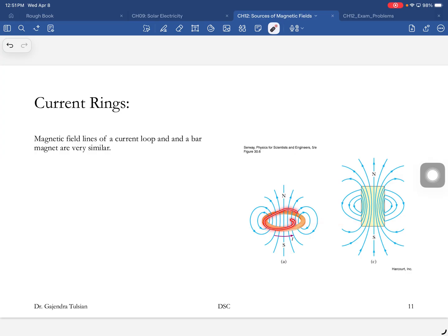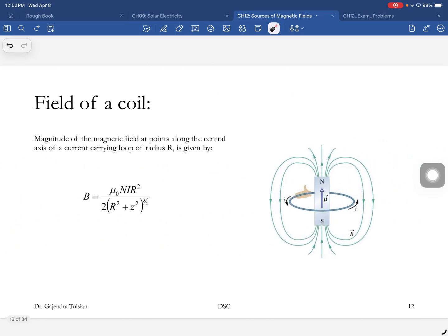This is called an electromagnet. A loop of wire carrying current is an electromagnet. And the advantage this has is you can vary the current, so you can vary the strength of this magnet. You can turn it off and on, and you can flip its polarity by changing the direction of the current. So the magnetic field lines of this loop of wire and the bar magnet are similar. Okay.